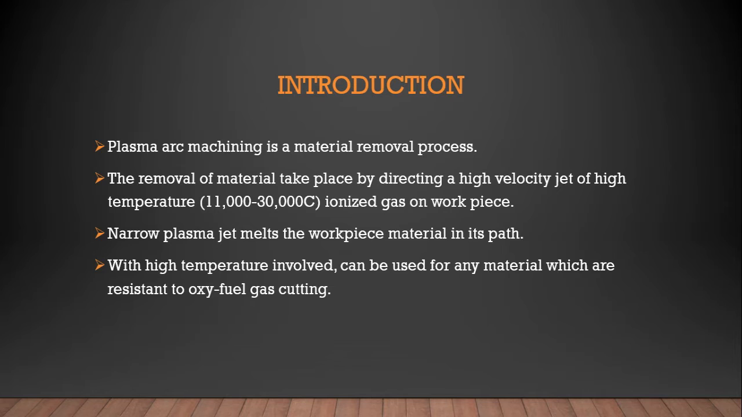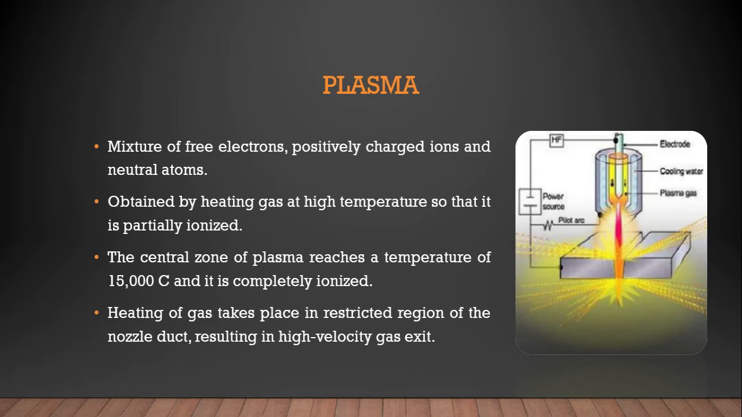The removal of material takes place by directing a high velocity jet of high temperature, which is about 11,000 to 30,000 degrees Celsius, ionized gas on a workpiece. This narrow plasma jet melts the workpiece material in its path. With the high temperature involved, it can be used for any material which is resistant to oxy-fuel gas cutting.